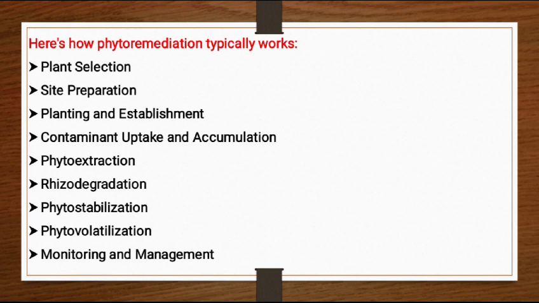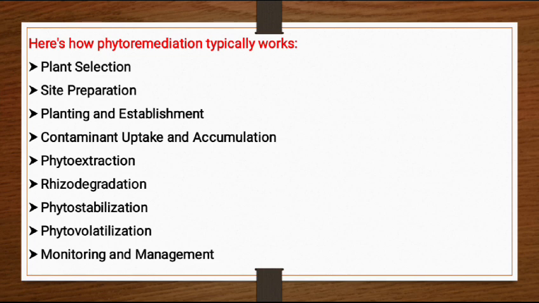Next one is site preparation. The contaminated site is prepared for phytoremediation by removing the debris, tilling the soil and amending it with organic matter or soil amendments to improve the soil structure and fertility. Soil pH, nutrient level, moisture content and other factors are optimized to enhance the plant growth and remediation performance.